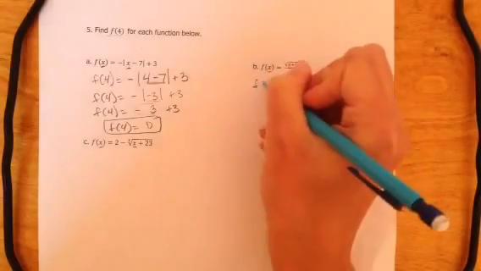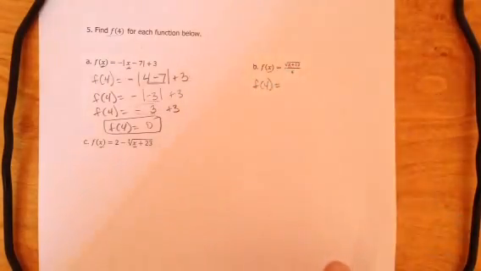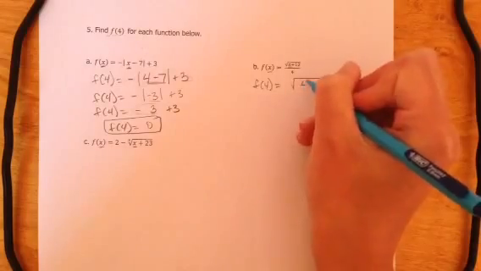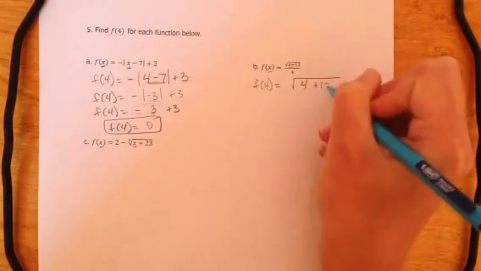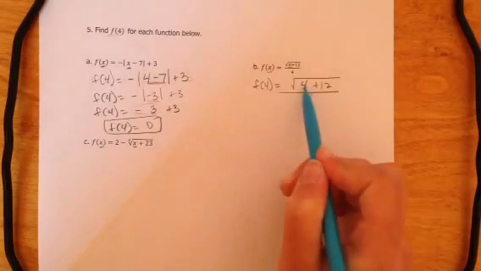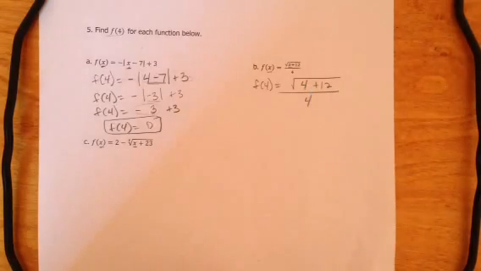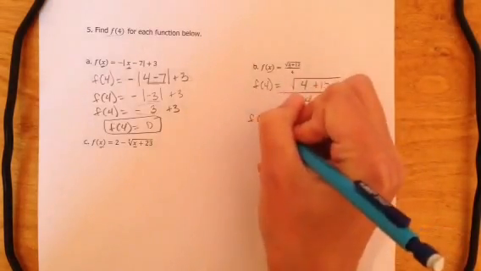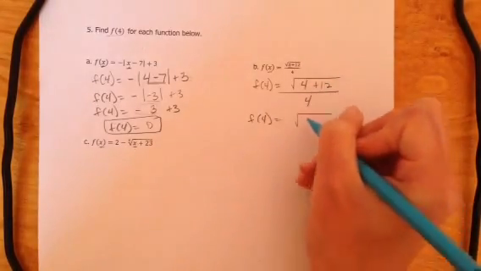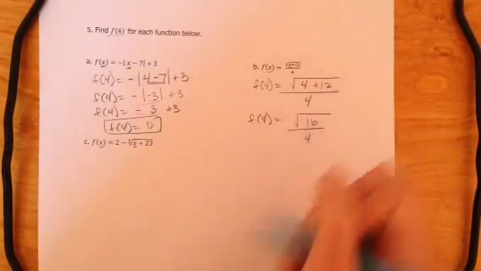For B, f of 4, I said the left side is going to be the same for all of them. And then I'm just going to replace the x plus 12, the divided by 4. So this part was the x, I replaced it with the number 4. So f of 4, copy it down. Square root of 4 plus 12 is equal to 16, and then divided by 4.